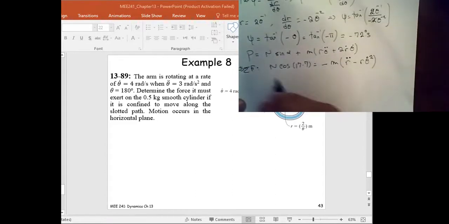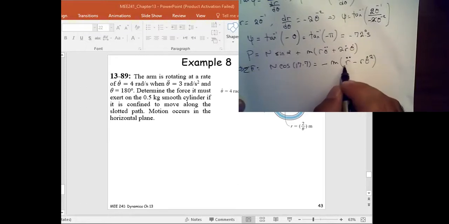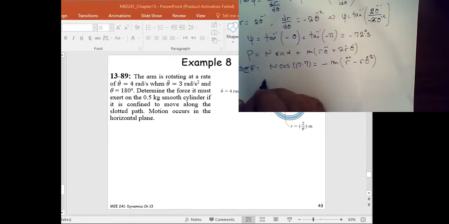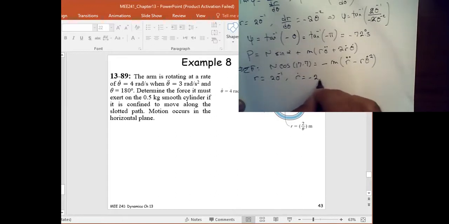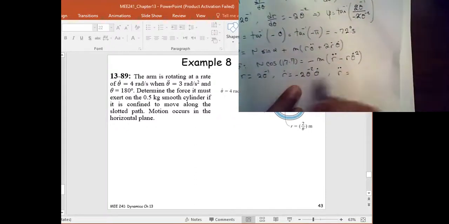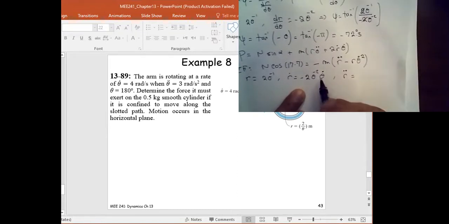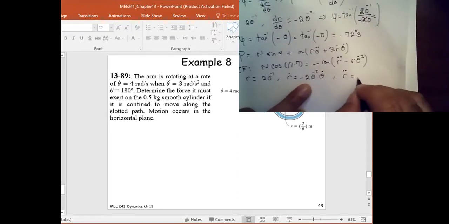Now let's actually put some numbers in here. What is r double dot? Well, I know r is given to me. What is the value for r? r is 2 theta minus 1. What is r prime? r prime is equal to 2 theta minus 2 times theta prime. What is r double dot? r double dot is going to be equal to, we differentiate this one more time.